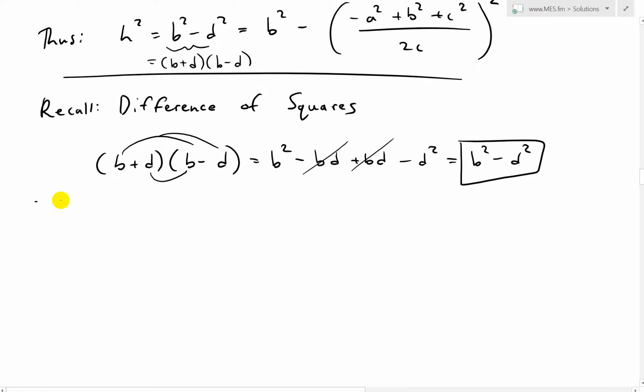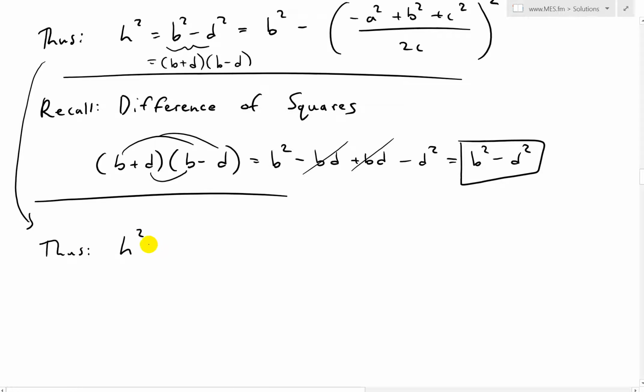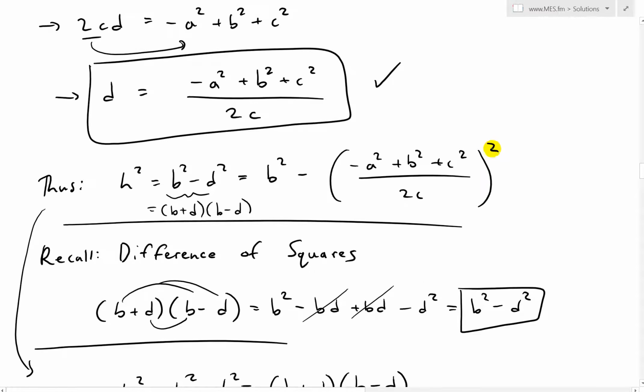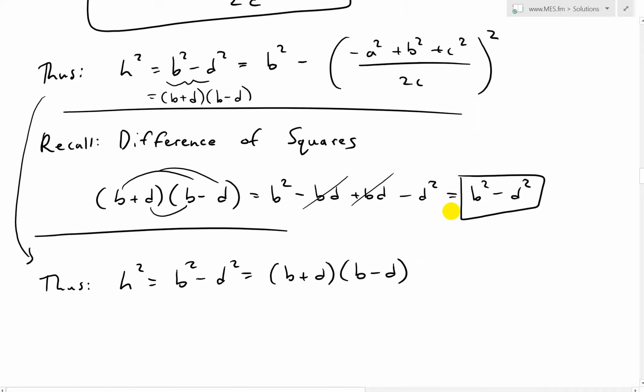So let's just write that down right here. Thus h squared equals b squared minus d squared equals, well, just this part, b plus d, and then b minus d. But then we have d as this part. So now we don't need to have this big giant square of the d there. So we could just have it regular like that there.